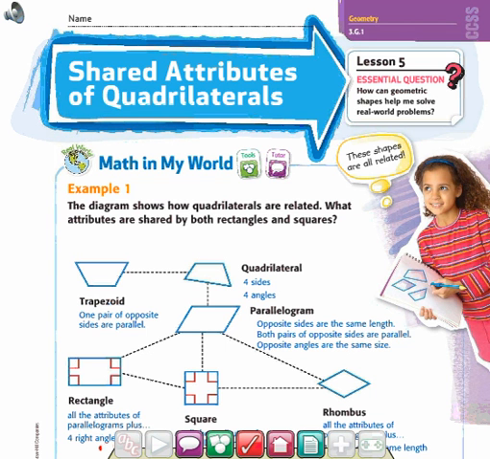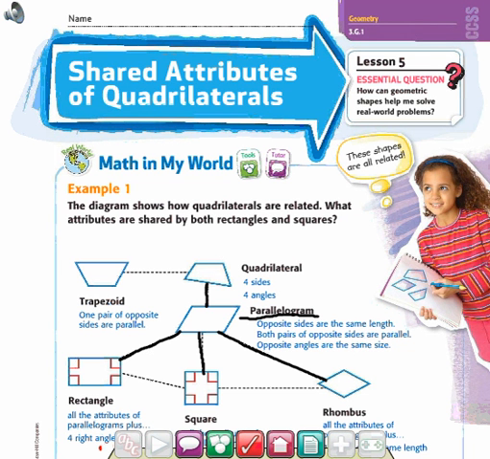I want you to notice something. Notice the word parallelogram, and I want you to notice the dotted lines that it's attaching itself to. Notice how it attaches itself to a rhombus, because a rhombus is a parallelogram. How it attaches itself to a square, because a square is a parallelogram. It attaches itself to a rectangle, because a rectangle is a parallelogram. It even connects itself to a quadrilateral, because quadrilaterals can be parallelograms.